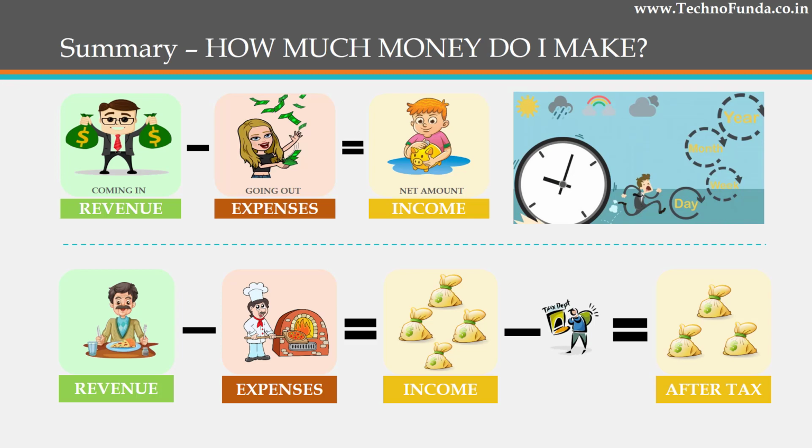We also understood with the example that we had a customer who gave revenue of $1000, then there were expenses of raw material, the chef's salary, and then depreciation of the oven, and then finally we also had a tax department to whom we need to give money, and that is what resulted in the after tax income. So always remember, an income statement signifies how much money I make in a certain time period.